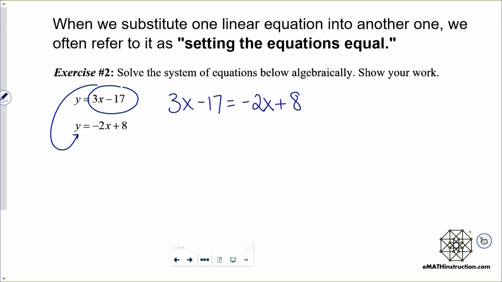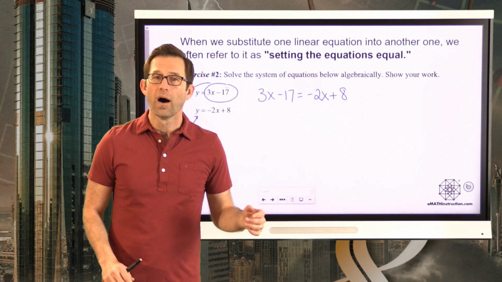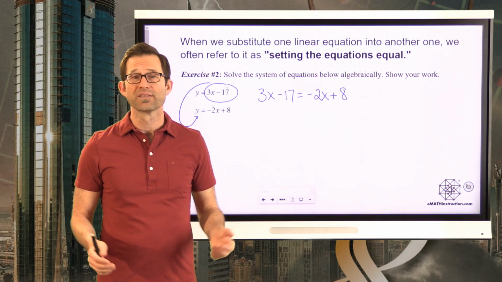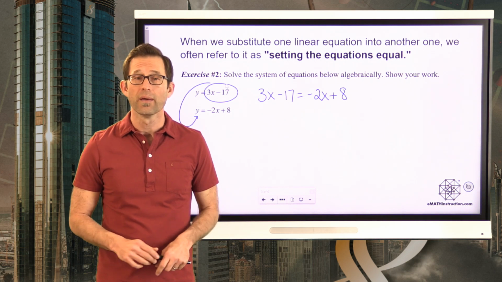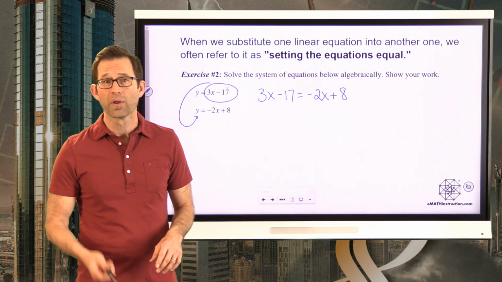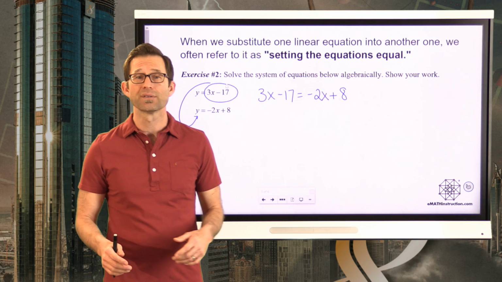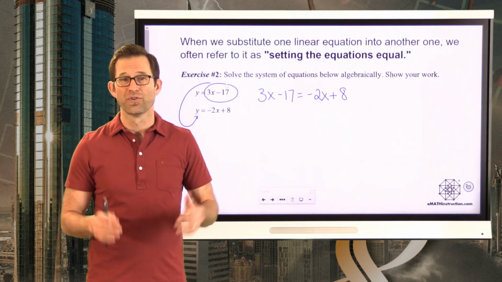Now again, just before we go on to solve this, technically speaking, what I'm doing is I'm using the substitution property of equality. But you will have a lot of math teachers, including maybe the one that you have right now, who says, set the equations equal to each other, right?